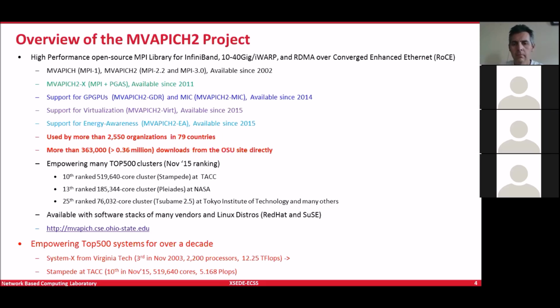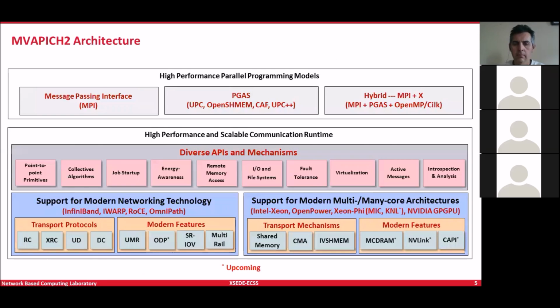And we have been in this community for almost 16 years. If some of you remember the System X from Virginia Tech, that was the very first InfiniBand system, which was number 3 in the November 2003 list. That was actually enabled using the MVAPICH2 stack. At that time, in fact, it was MVAPICH1. And since then, continuously over the last 16 years, we have been empowering a lot of these systems.